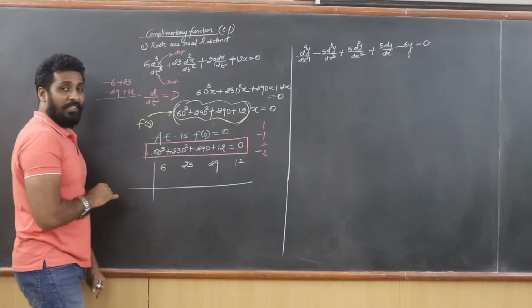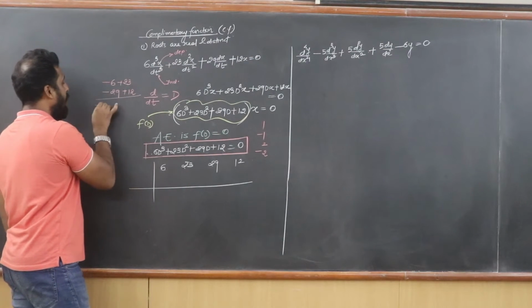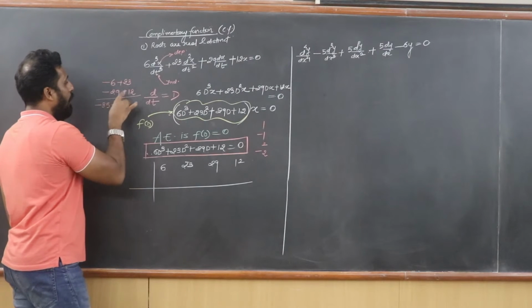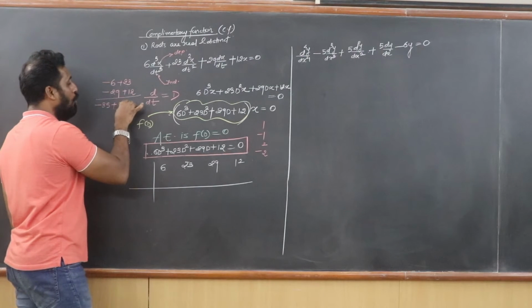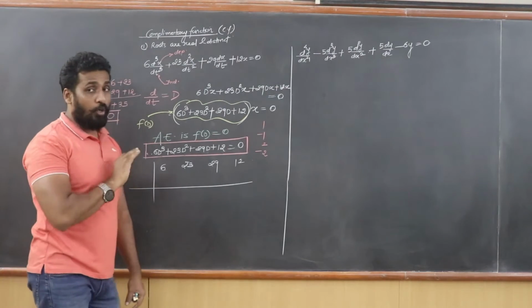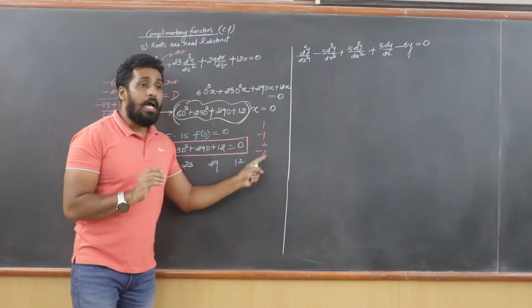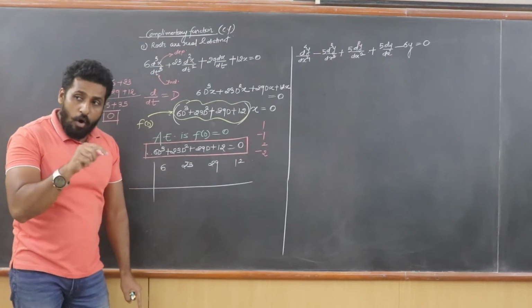So if I add these values, let's see what I get. Minus 6 and minus 29, so that's minus 35, plus 23 and 12, that is also 35. Answer came 0. That means for sure you can say minus 1 is one of the roots.